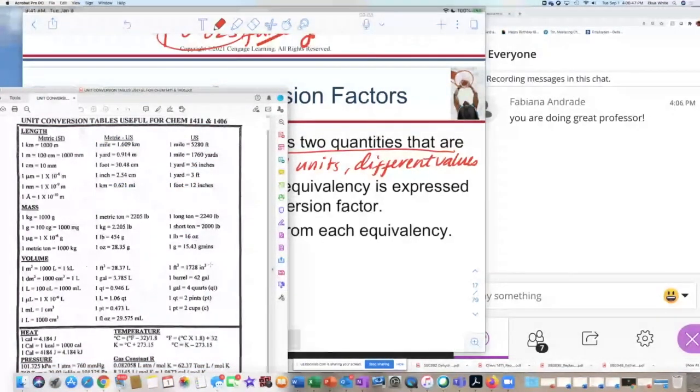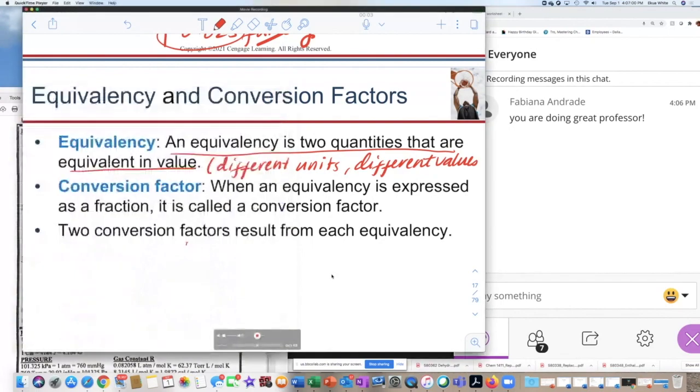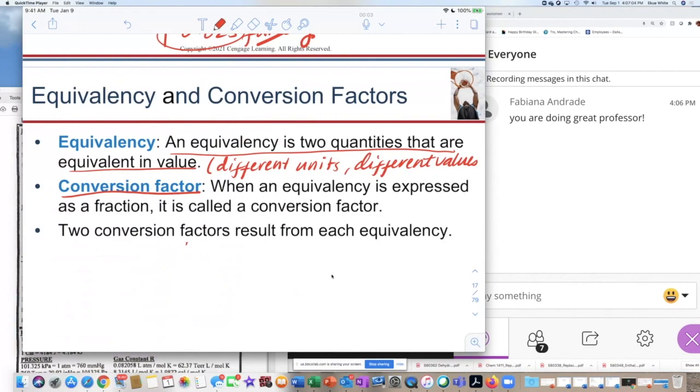Well, thank you. Right, so any of these equivalencies can become conversion factors. Convert these to be the fraction based on what you're needing, and we can go from here, okay? So I want us to practice taking the equivalency and making it a conversion factor. The conversion factor is a tool.